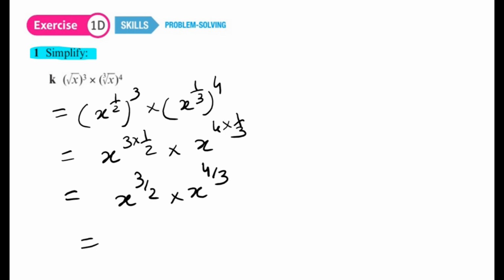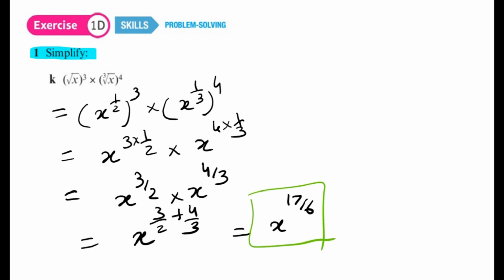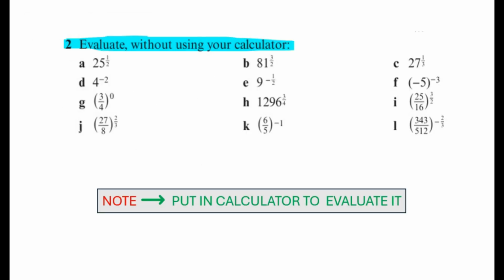We know the bases are the same, so we have to add the powers. So x to the power 3 over 2 plus 4 over 3. Simplify by using a calculator. So x to the power, we are getting 17 over 6. So this is our final answer for the simplification. Now this question number 2, as you can see, just numbers are there. You can use your calculator because in the exam this type of question is not there, just for your practice.